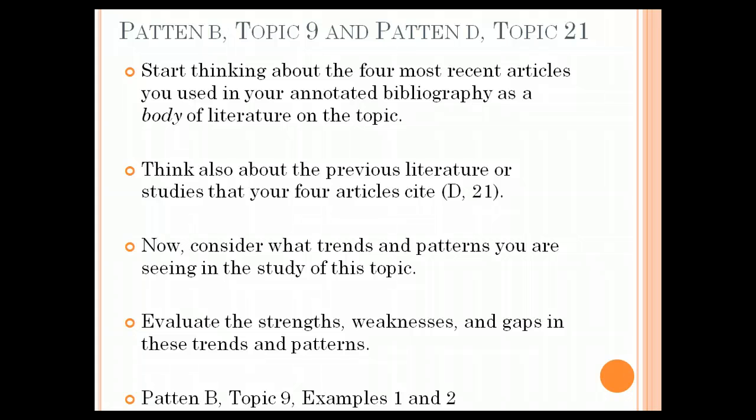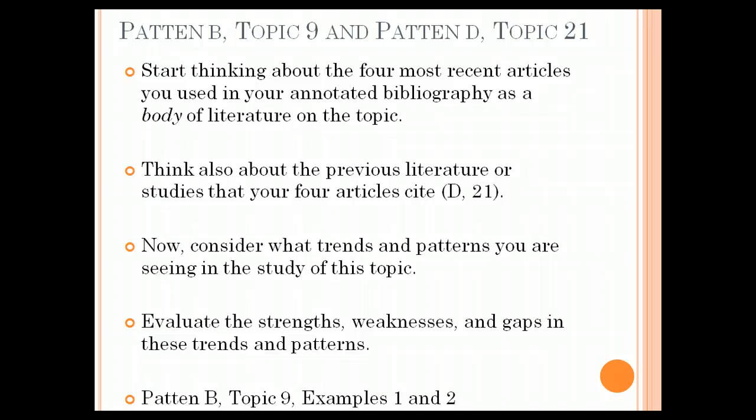Think also about the previous literature or studies that your 4 articles cite. So, of course, your 4 peer-reviewed research articles have their own literature reviews. They cite other sources. Maybe they cite a few sources over and over again and discuss those sources. So think about that as being part of your overview, part of the entire body of literature on the topic. Think about what that previous literature, according to your 4 peer-reviewed research articles, says about your topic as well. You're thinking of an entire body of scholarship here and what it said about your topic over time.